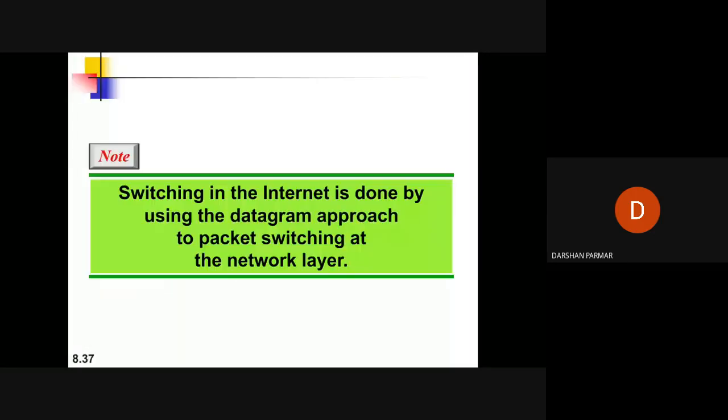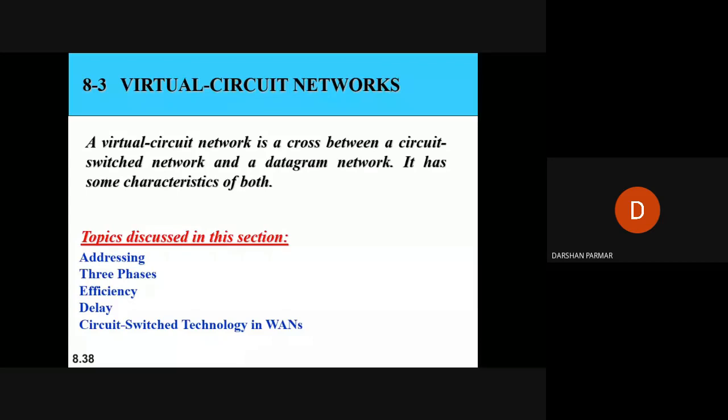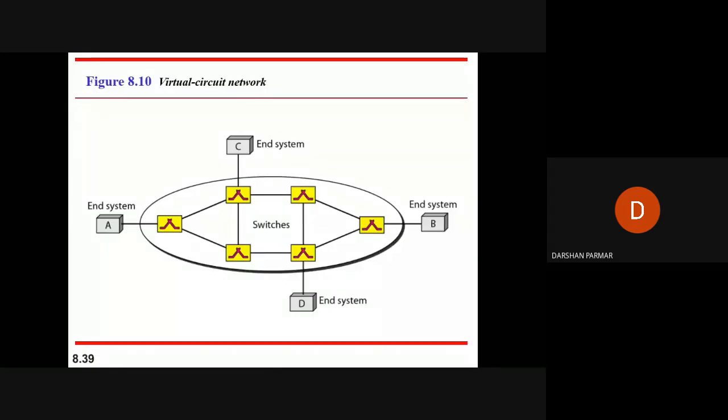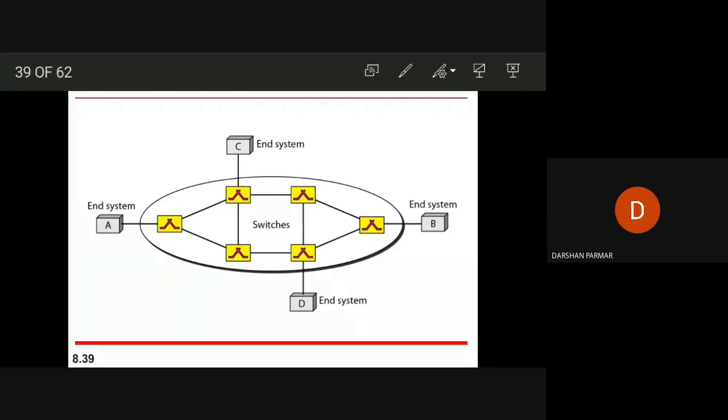So this is the routing table. Just I have got back. Here you can see we are having different switches and different end systems which can be connected over the switches. So this is a virtual circuit network. This network has different switches which allow the traffic from source to destination. If you want to travel from A to B, you can move through the first, second, third, or any switches.